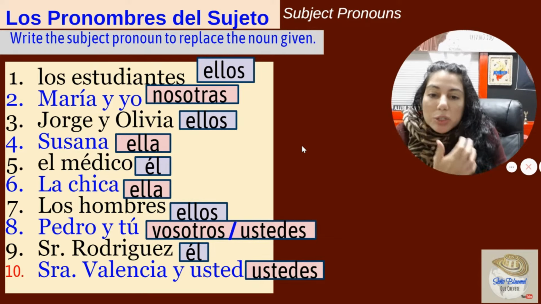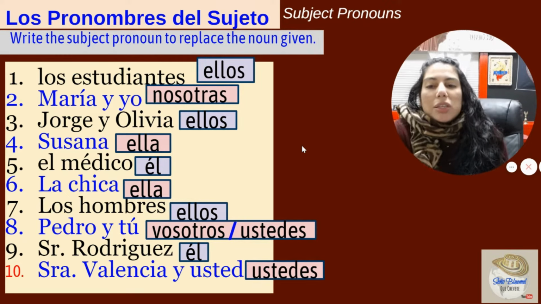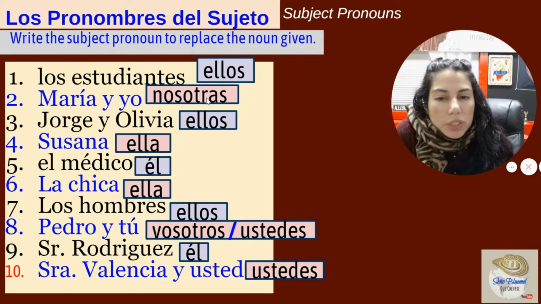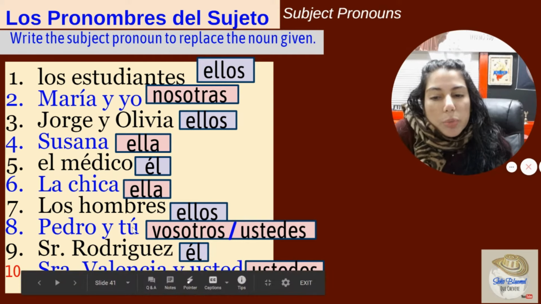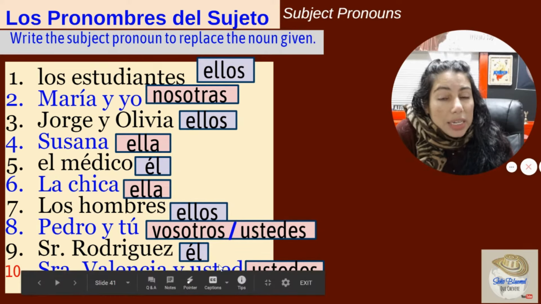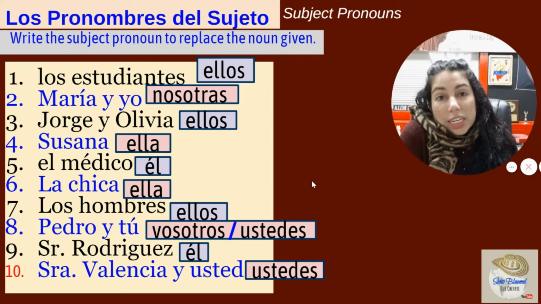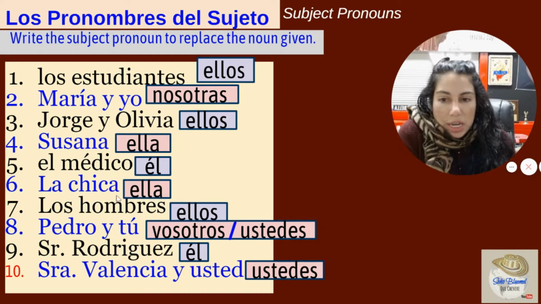So something to remember so it's easier for you to identify the subject pronoun when asked is that every time you see the subject pronoun yo with other names or other people, you're always going to go with nosotros or nosotras, depending on whether it's mixed genders or whatever. And every time you see tú and other people, you're always going to go with the plural of tú, which will be vosotros or ustedes. And every time you see usted and other people, you're always going to go with ustedes. And when you don't see any of those, like yo and somebody else, or tú and somebody else, or usted, then it's always going to be ellos or ellas, right? Like el médico y la chica or los hombres.